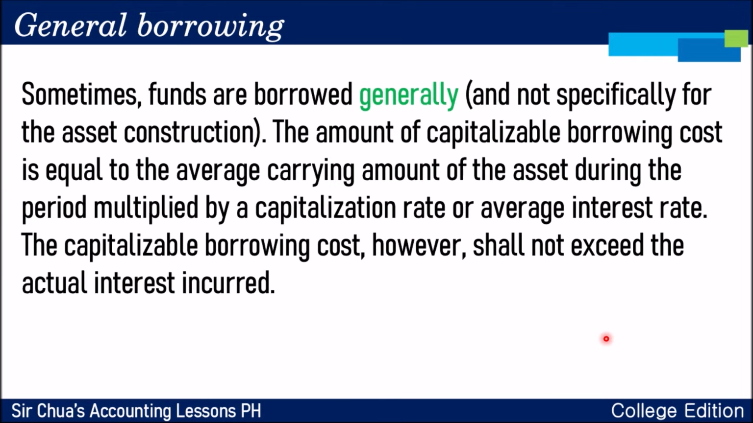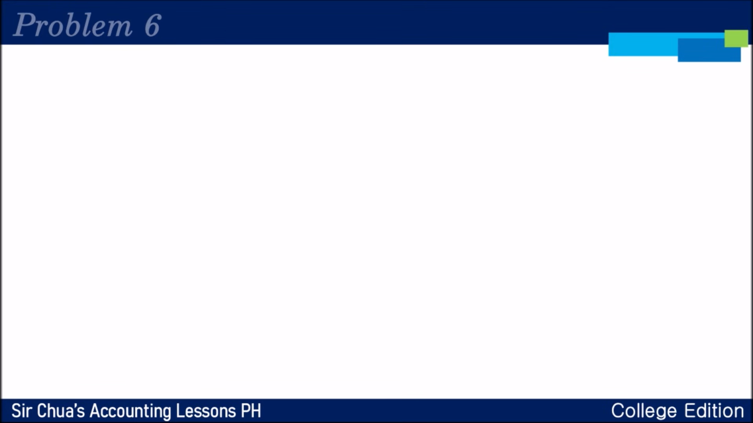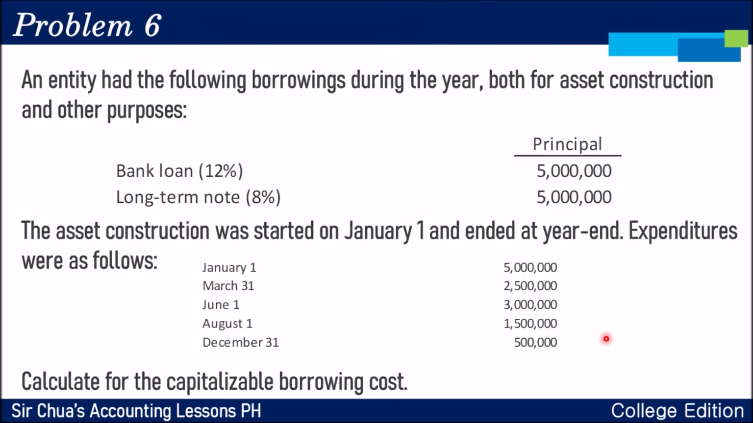Okay? The amount of capitalizable borrowing cost is equal to the average carrying amount of the asset during the period multiplied by a capitalization rate or average interest rate. The capitalizable borrowing cost shall not exceed the actual interest. Okay? Sorry pag wordings parang medyo di natin magets, no? Pero mas nagigets natin siya pag kino-compute na natin. Okay? Sige, problem 6 tayo.